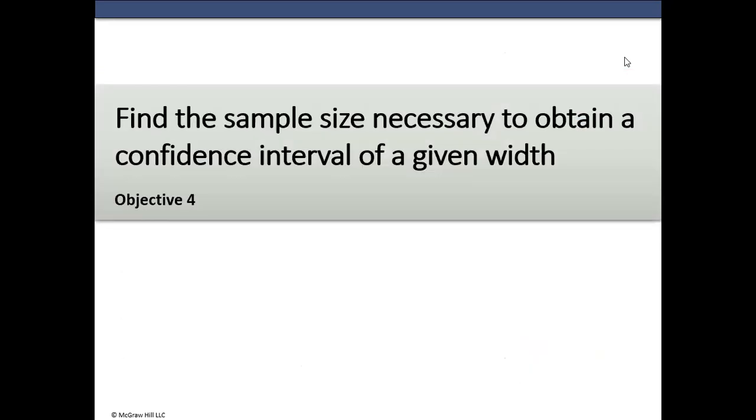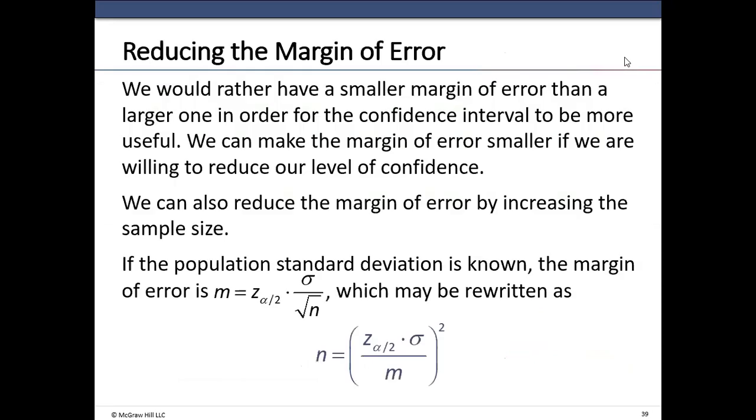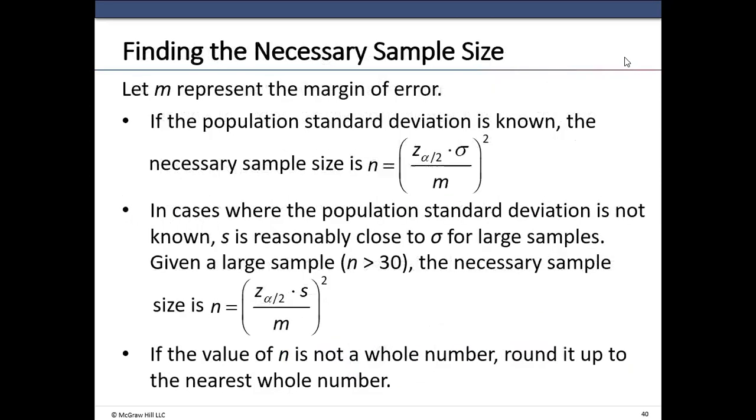Okay. Find the sample size for a confidence interval of given width. The formula given at the bottom is n equals left parenthesis, inside the parenthesis, z alpha by 2, the critical value of z, multiplied by population standard deviation sigma, divided by margin of error, right parenthesis, the whole thing squared. Let m be the margin of error. If the population standard deviation is known, the necessary sample size is n equal to this formula.